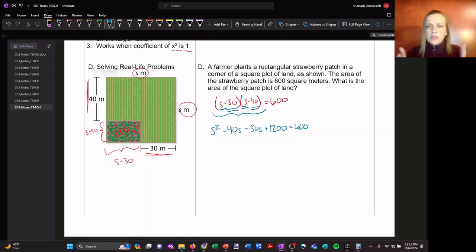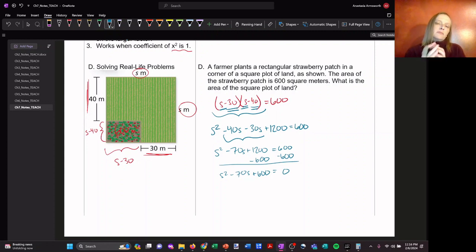I'm going to simplify even more what I have written here because I can combine those like terms. So that leaves me with s squared minus 70s plus 1200 equals 600. And now I can work on getting 0 on one side of the equation by subtracting the 600, and I get s squared minus 70s, I'm sorry, not equals yet, plus 600 equals 0.